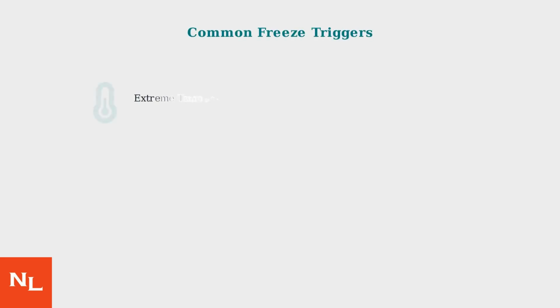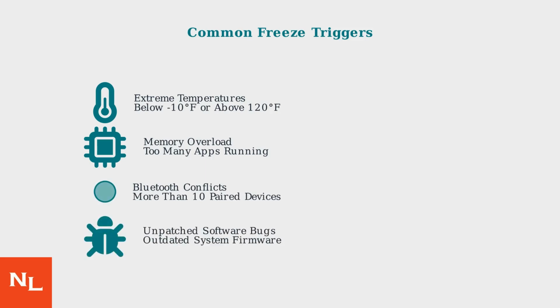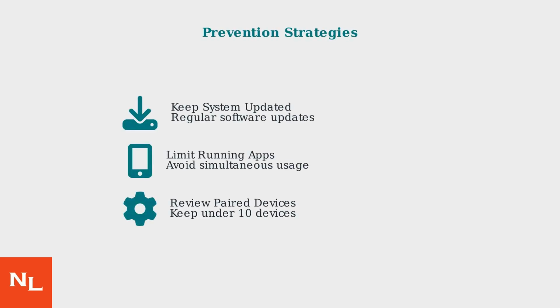Several factors can trigger infotainment system freezes in GMC vehicles. Understanding these triggers helps prevent frustrating system failures. Prevention is key to maintaining a reliable infotainment system. Here are the most effective strategies to avoid system freezes and malfunctions.